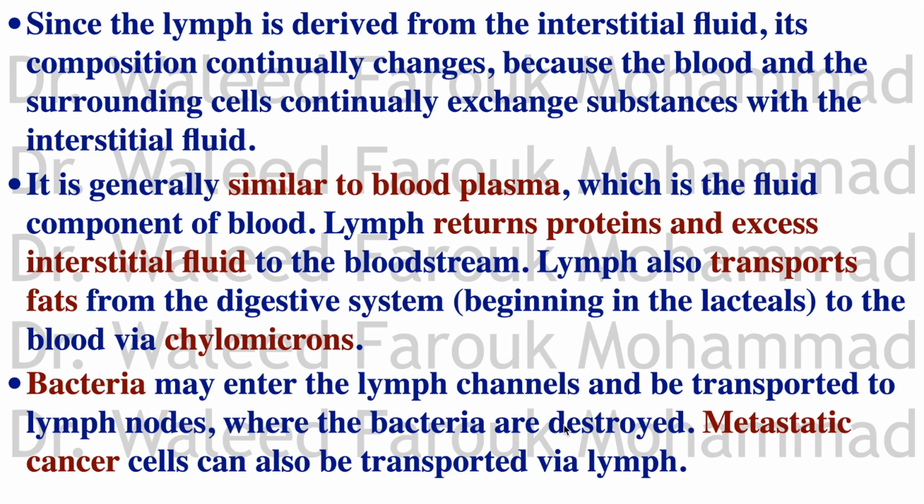It returns proteins and excess interstitial fluid to the bloodstream, and is also responsible for transport of fats from the digestive system in the form of chylomicrons. It's the major pathway for absorption of fats from the intestine. Also, it may contain bacteria that eventually will be destroyed at the lymph nodes, and it's a channel for spread of metastatic cancer cells that might be transported via lymph. That's why in removal of cancer, you remove the associated lymph nodes as well.